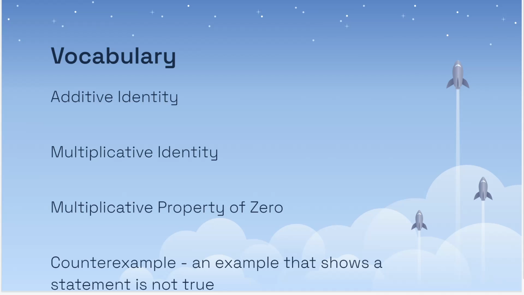Then we have the additive identity. The additive identity means that when you add 0 to something, you get the same thing. Nothing changes. The multiplicative identity means that when you multiply something by 1, you get the same thing. It's the same identity. And lastly, the multiplicative property of 0. This is when you multiply something by 0, you always get 0.